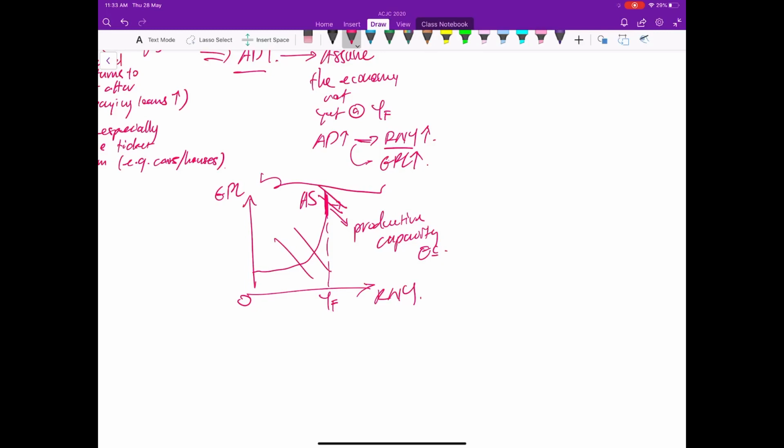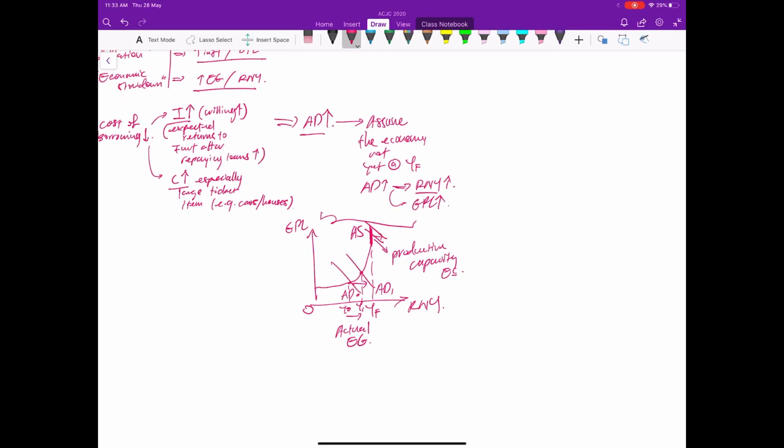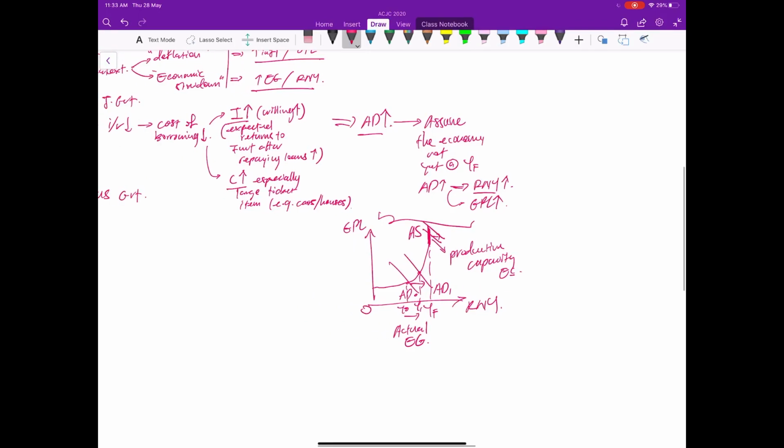But if your AD were somewhere here, which is below the full employment level, and your AD increases, then you will see that there is an actual increase in your real national income. And here we see actual economic growth, right? And take note that in the context that we are exposed to in the extracts, Japan is really suffering from the lack of demand. So there's not enough demand, which means to say that the AD is quite low relative to the full employment level. So this is a very likely situation faced by Japan.